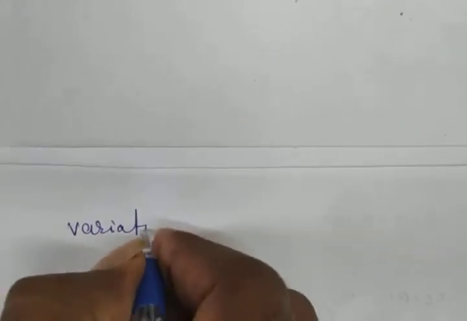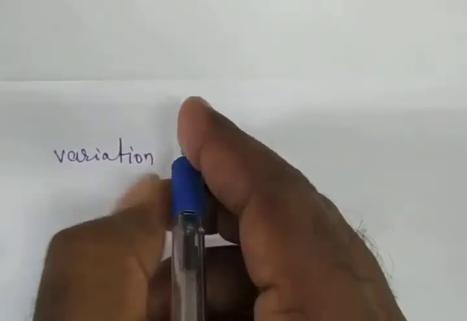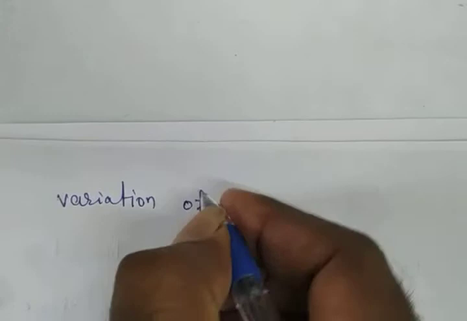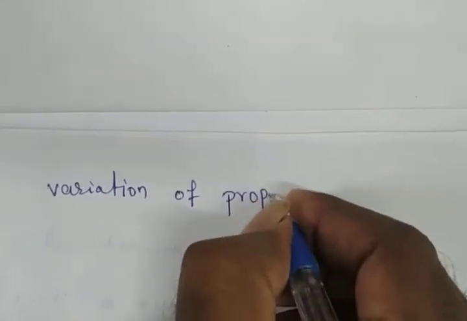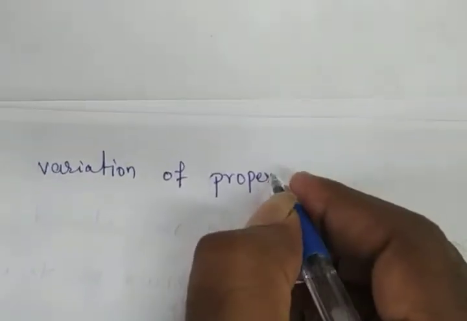Okay, boron is a non-metal. Already we know boron is a non-metal. Aluminium, gallium, indium and thallium are metals. In the 13th group elements, boron is a non-metal and aluminium, gallium, indium, thallium are metals. Variation of properties. 13th group elements properties.